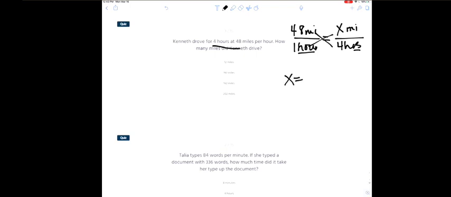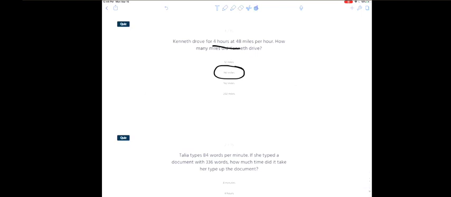And now 48 times 4, we're going to multiply over here because that's a little bigger and we can't do it in our head. That's okay. 4 times 8 is 32, so I put a 2, carry the 3. 4 times 4 is 16, plus 3 is 19. So 48 times 4 is 192. My answer then is 192 miles. So this one was pretty straightforward, kind of easy to start us off, right? Let's look at the next one.